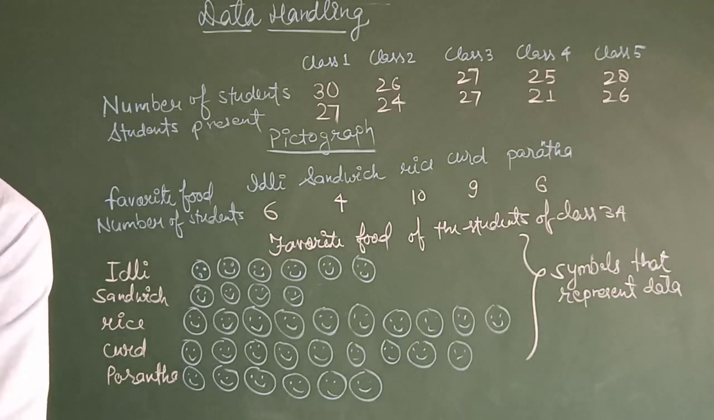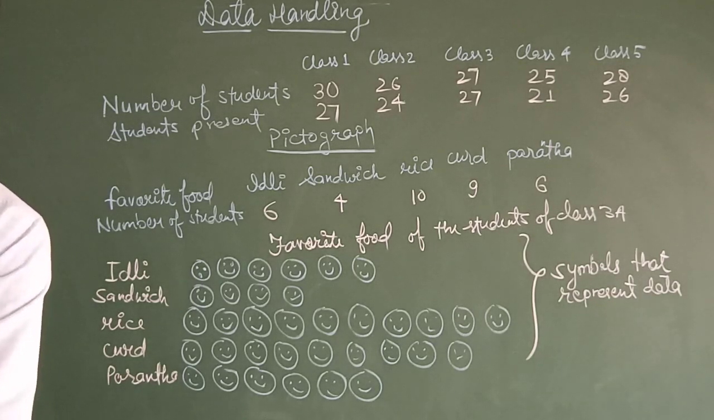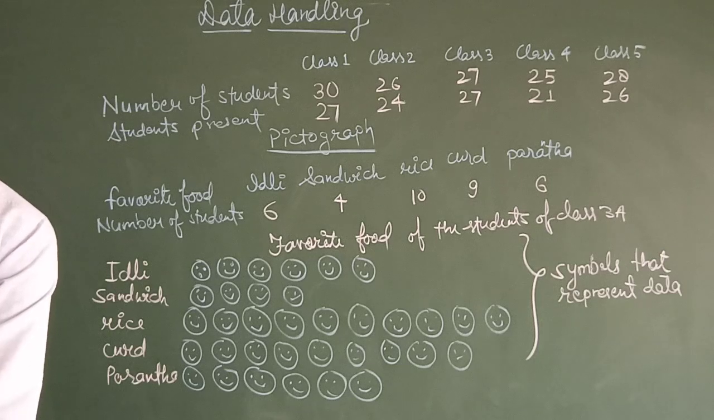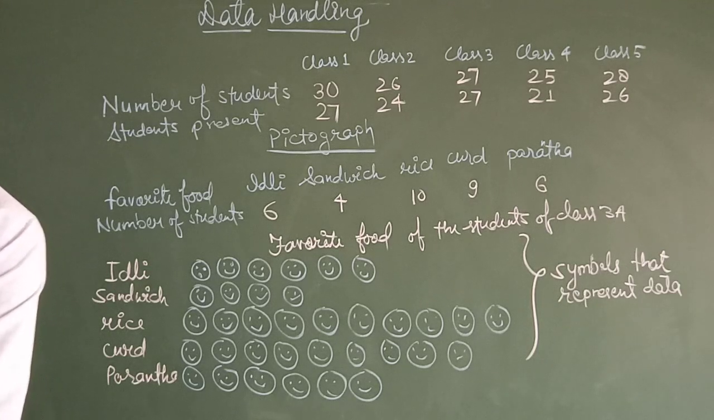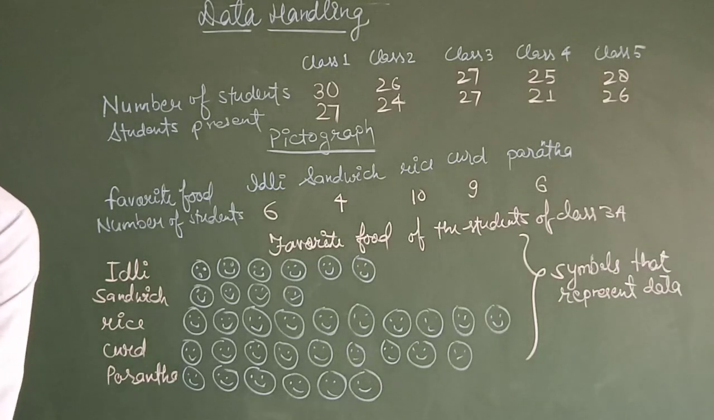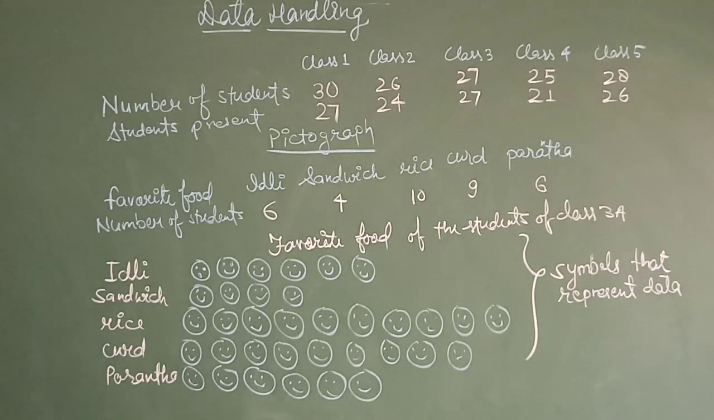What does the pictograph show? The pictograph shows the favorite food of the students of class 3rd A. Which food is the favorite of most of the students? That is rice. Which food is the favorite of the least number of students? That is sandwich. And how many students are there in class 3rd A? That is 35 students.